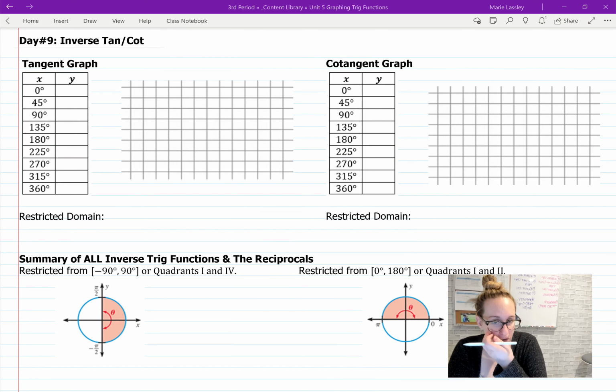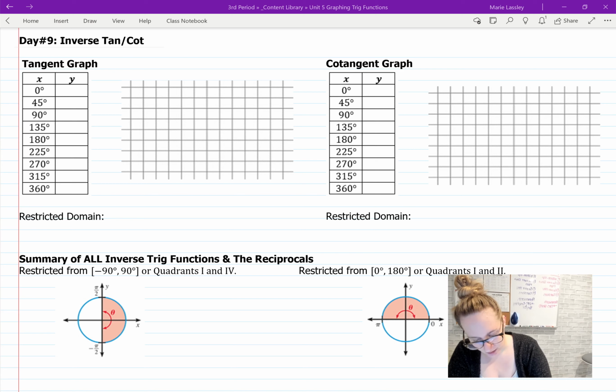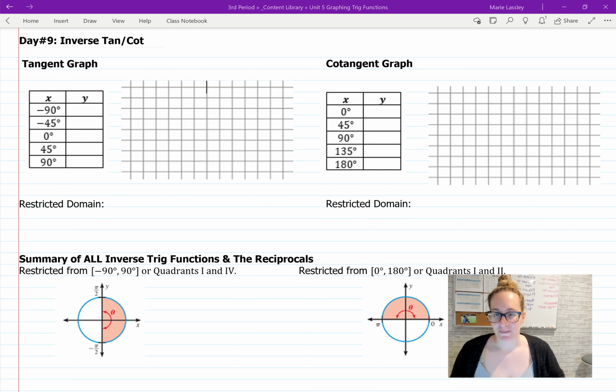All right, so first we're going to start by graphing tangent. Okay, this isn't what I wanted. Hold on, let's pause. Sorry, I had to change those tables because I did not want those numbers in there. I must have copy and pasted the wrong tables. Anyways, here we go.